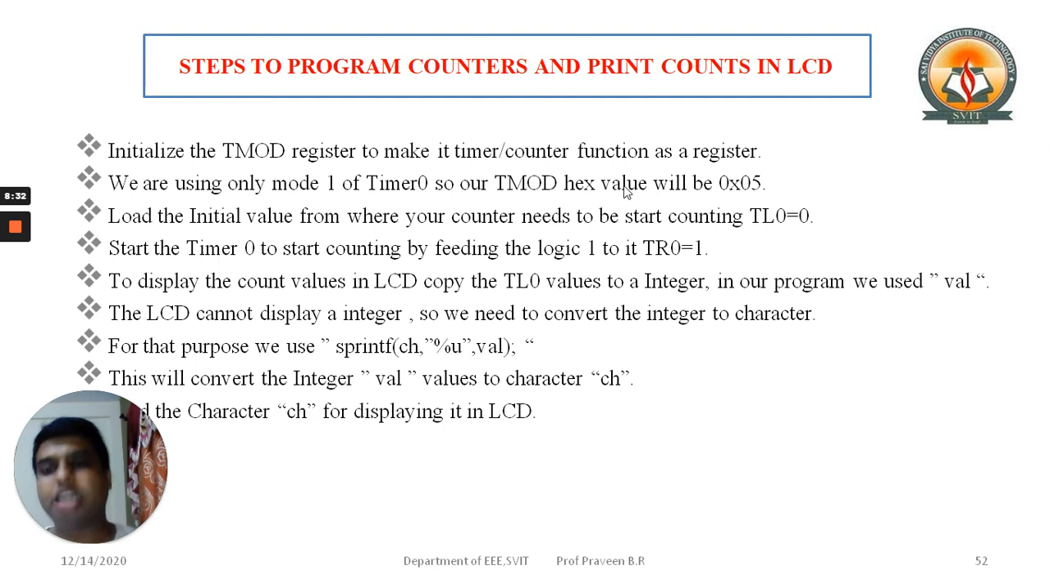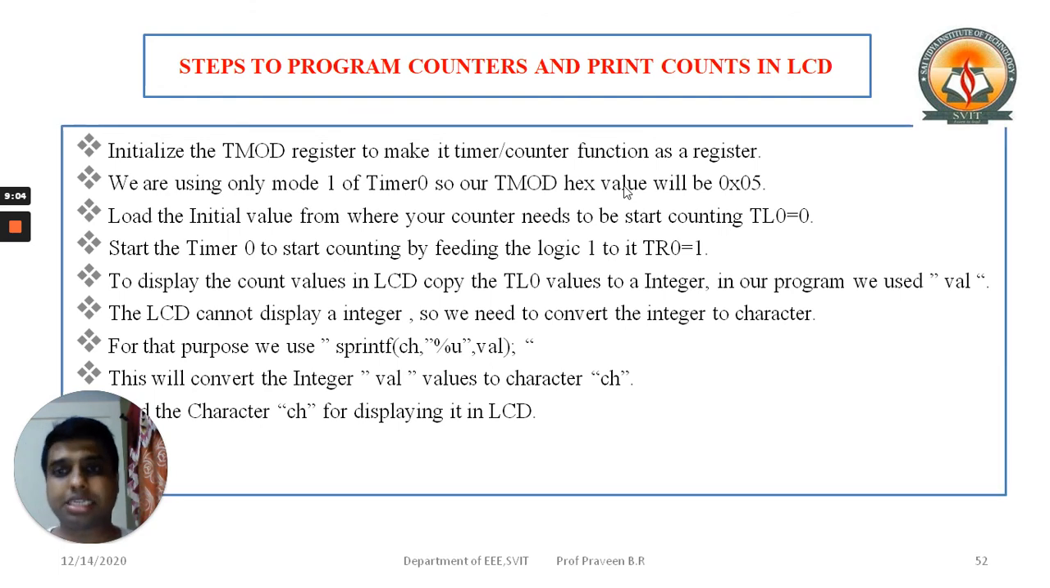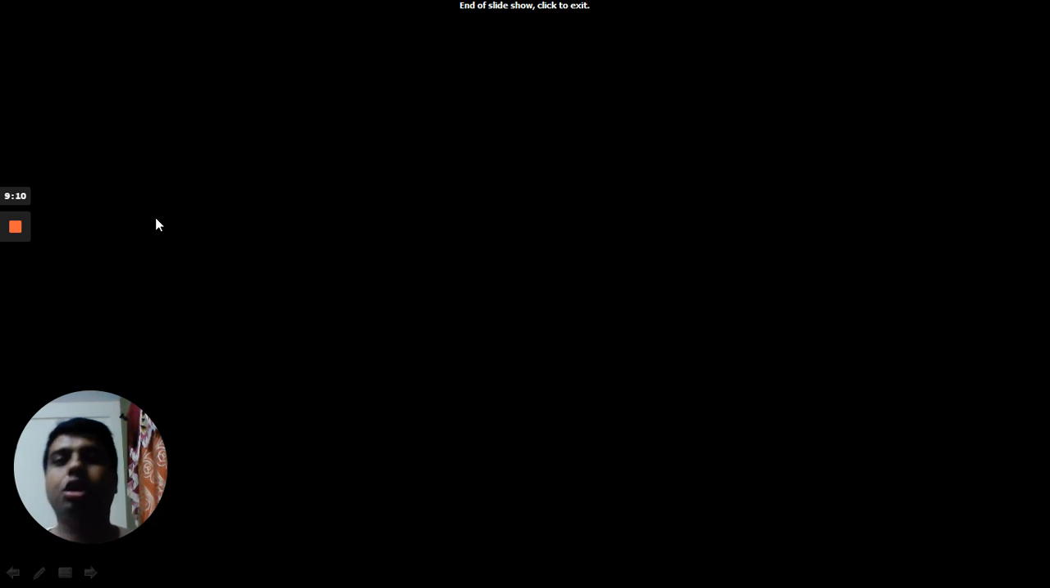The LCD cannot display an integer, so we need to convert the integer back to characters. For that purpose, we use a command called sprintf, with %u and VAL, which converts the integer VAL into characters. Then we display these characters on the LCD. So this is how we are going to write the program for the counter and print it on the LCD. These are the steps we use in the LCD program.